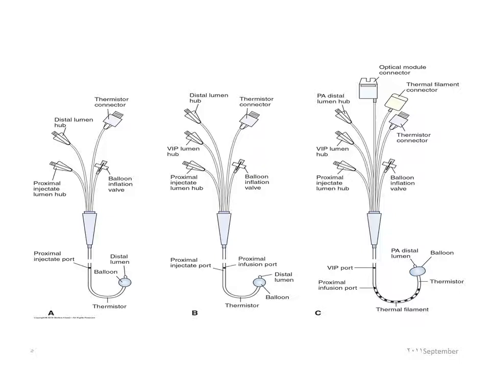In picture C, there are the 4 lumens we already know, which are the distal lumen, the proximal lumen, the thermistor and the balloon, and we put the VIP, which is the venous infusion port, and we also added the thermal filament and the mixed venous O2 saturation measurement lumen, so that there are different catheter types.